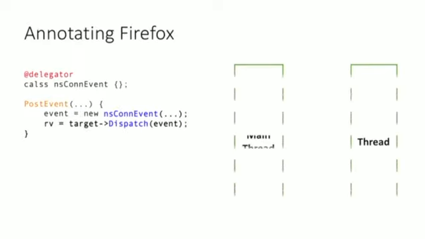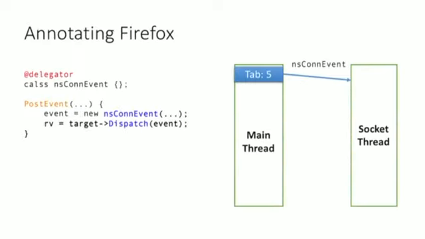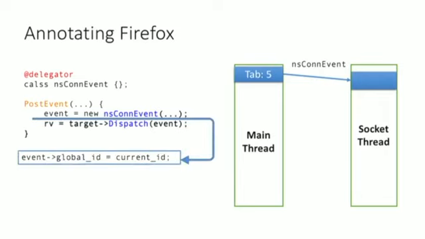So this is an example. The left-hand side shows the NS connect events. In Firefox, it's a connection event. So HTTP, FTP, and whenever the main thread wants to connect to something, it will post the NS connect event to the socket thread. Previously, we know the socket thread doesn't know the global context.